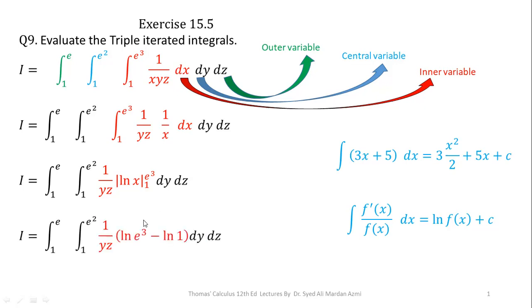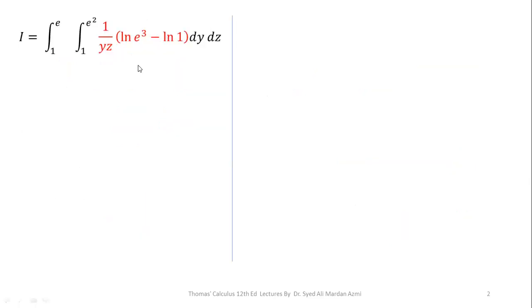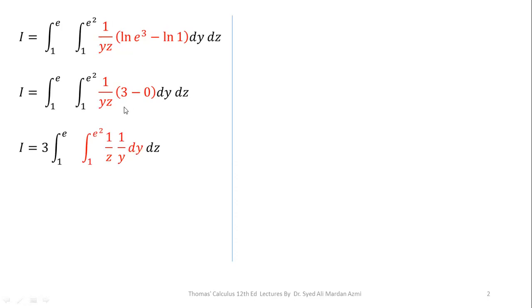So I have natural log of e cube minus natural log of 1. When we apply the limits, we replace the variable with the upper limit, then minus, which is the sign in the formula of the fundamental theorem of calculus, and then we replace the variable with the lower limit. In the next step, natural log and e, the exponential function, are reciprocals of each other. They cancel out each other, and we are left with 3 in the first term. Natural log of 1 is 0. So from this bracket, we have only 3. You can take this 3 outside of the integral because it is constant.